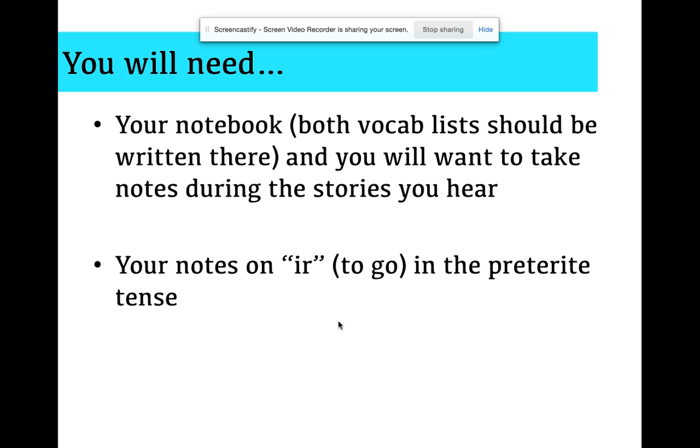You will need your notebook. So both vocab lists should be written there. You'll also want that so that you can take notes during the stories. You will have to take notes. And your notes on ir, to go in the preterite.